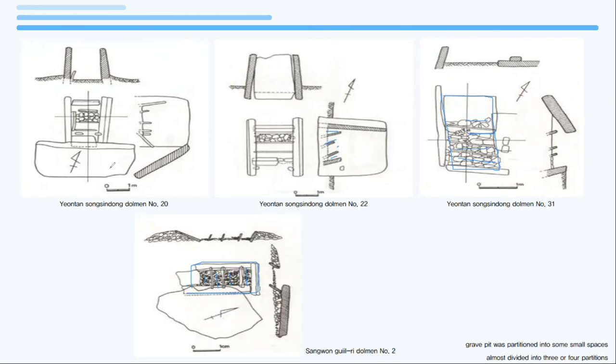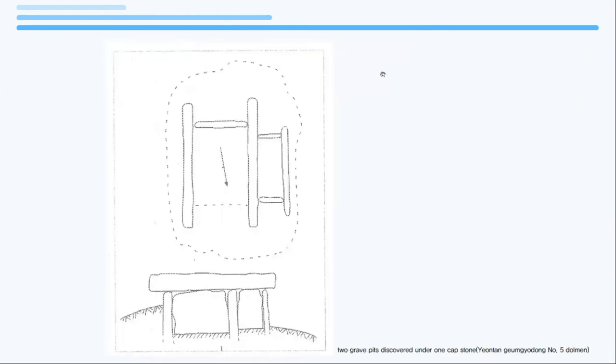Dolmen type of table type dolmens. Two graves discovered and one capstone. Yontan Gengokdong number 5 dolmens. Dolmen type of table type dolmens. One chamber, two chambers.